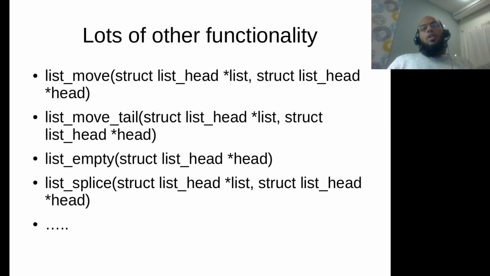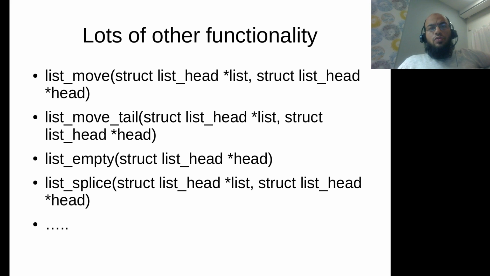There are multiple other functionalities that are implemented for linked lists. One of them is list move tail, and list move would move elements between two linked lists. For example, list move tail would point to where you're going to move it. List empty is used to empty a linked list, basically to start clean. List splice. There are multiple functions that are implemented, and you can see all of them in list.h.